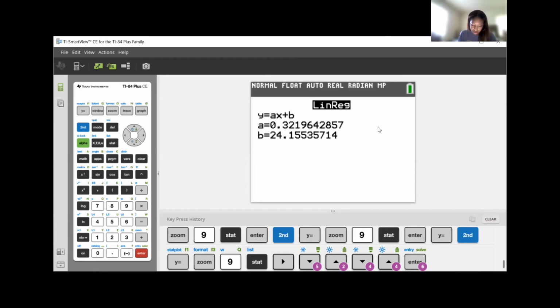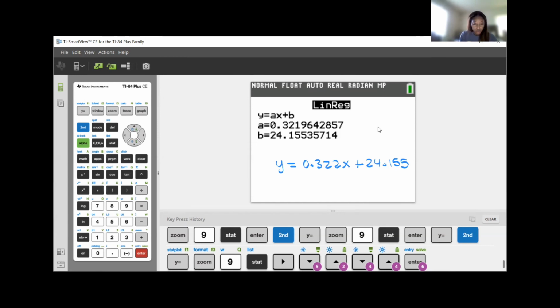So first, the directions say to round to 3 decimal places. So our equation is going to look like this. Y equals 0.322x plus 24.155. This is the linear equation that most closely fits the points that we have in our scatter plot. Now, before we jump away from our calculator, I do want to graph this line along with the scatter plot so we can see whether or not it's a good fit.